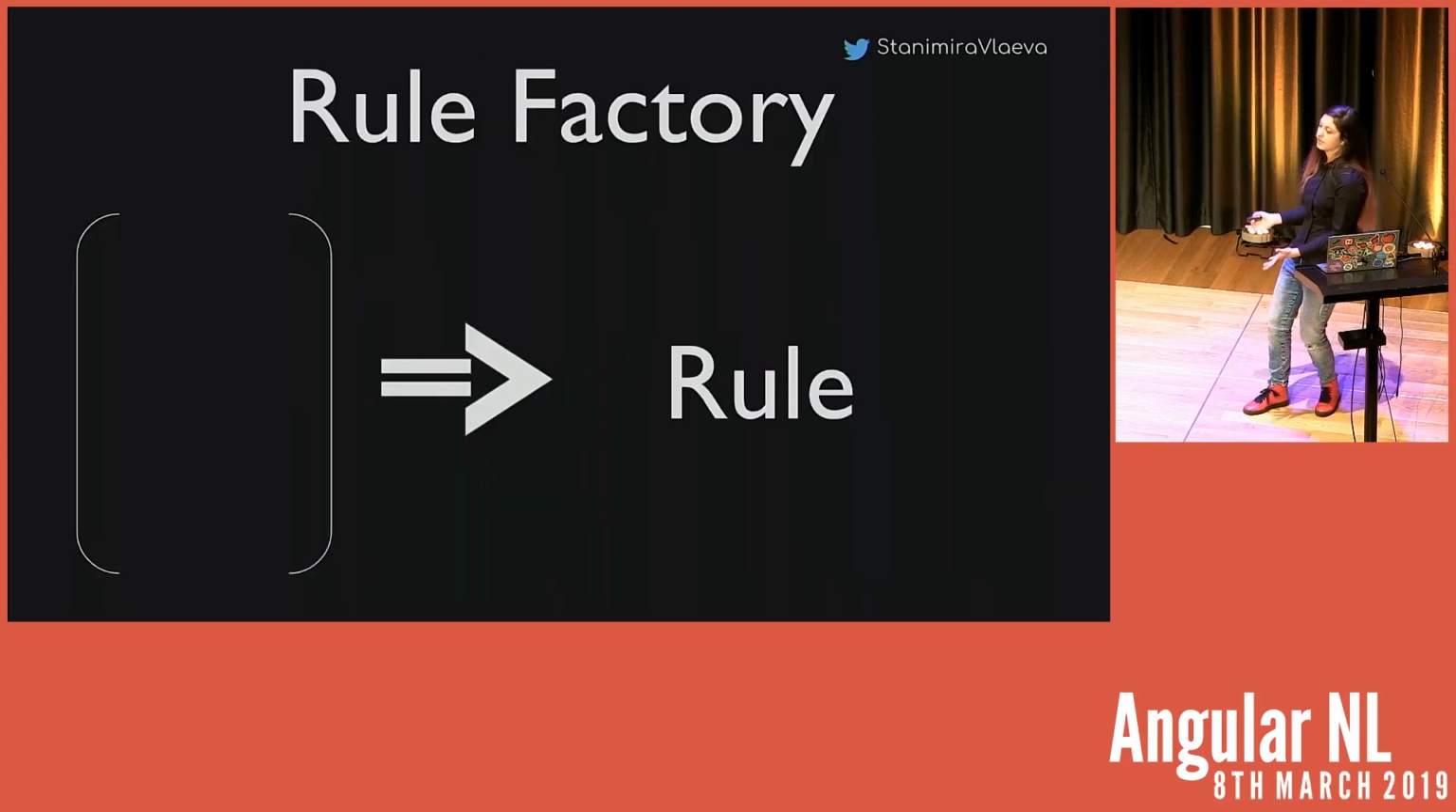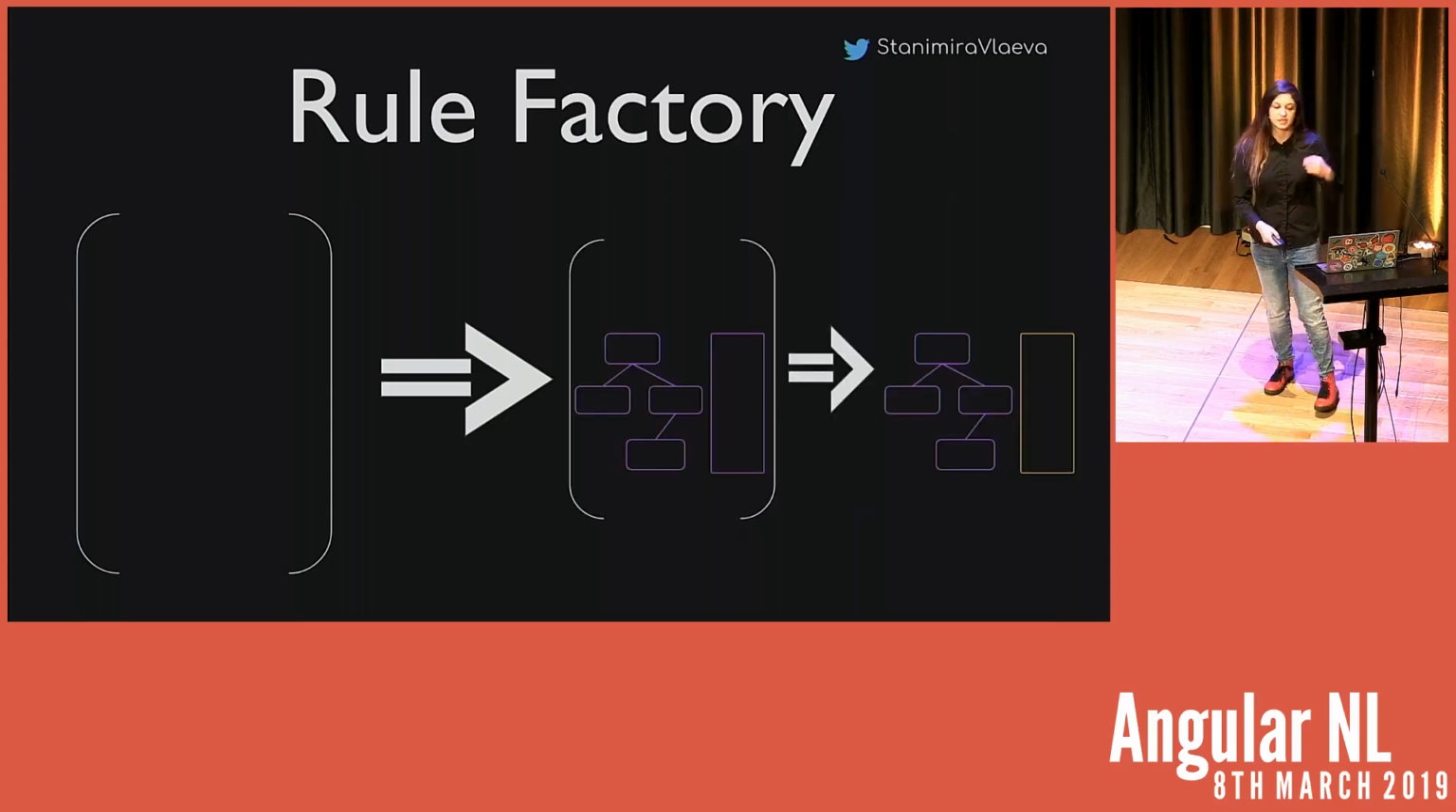And what is a rule factory? Well, it's a function that returns a rule. So basically, it's a function which returns a function which accepts a tree and returns another tree. Is that clear? Okay, cool. That's good.